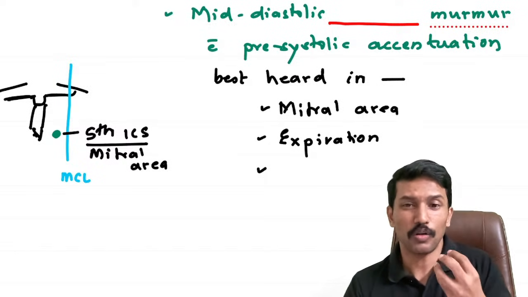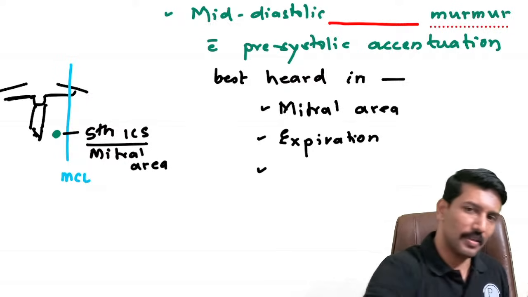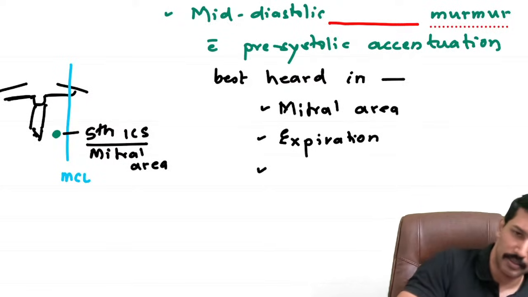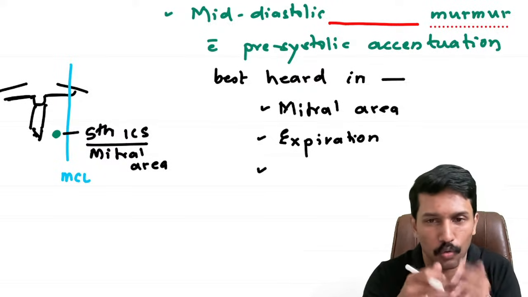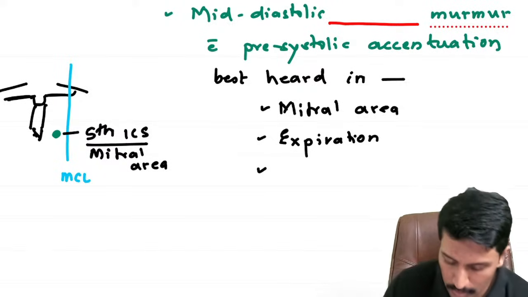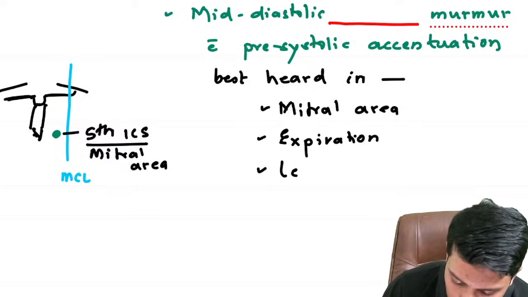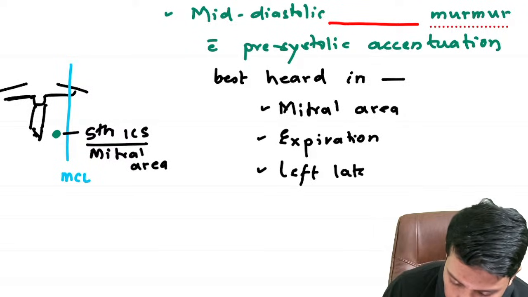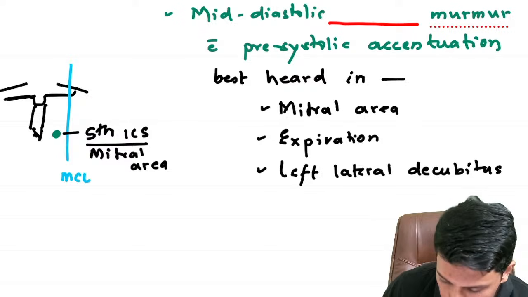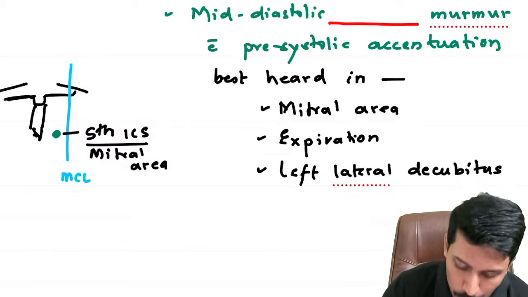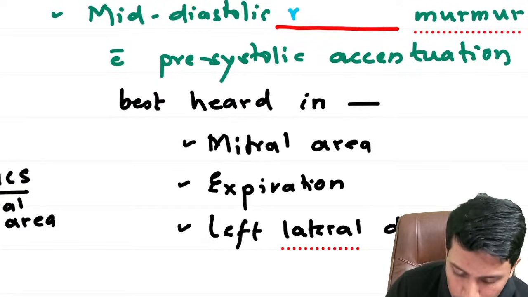So this area can be brought more closer to stethoscope if you turn the patient leftward. While he is lying on the bed, if you turn him on the left side and then auscultate, you will bring the area more closer to stethoscope. So murmur can be better heard. So best heard in left lateral decubitus. It is called as left lateral decubitus. Okay. And the word that I wanted to fill here is rumbling murmur.